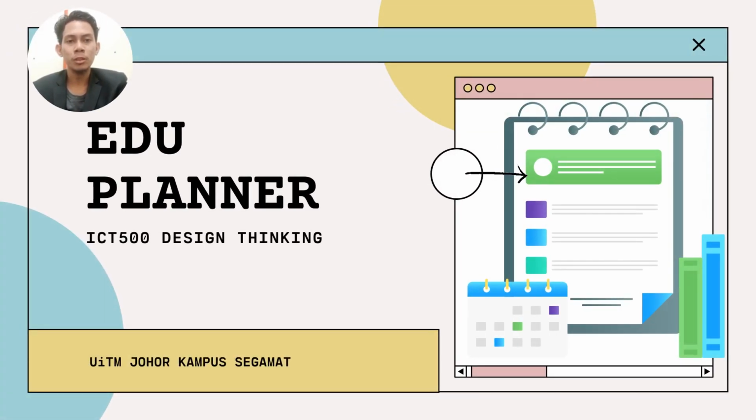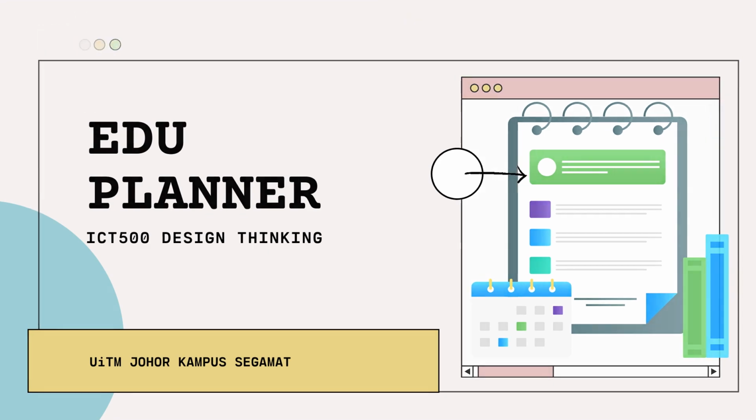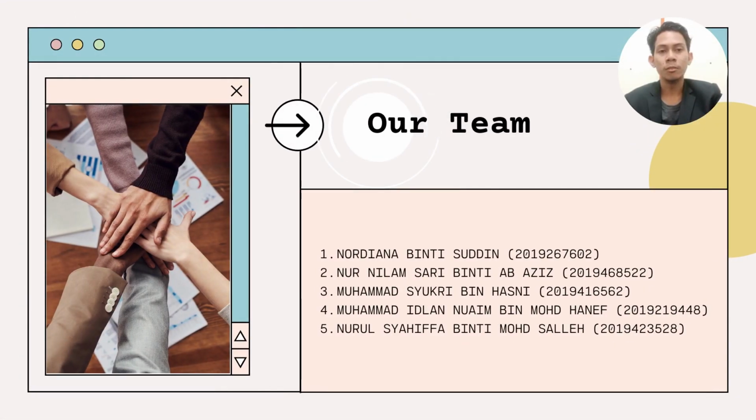For the ICT500 Design Thinking group project, our group will be creating an app called Education Planner. Our team consists of 5 group members: Nordiana binti Suddin, Nilam Sari binti Aziz, Muhammad Idlan Nuaim bin Muhammad Hanef, Nurul Syahiffa binti Muhammad Salleh, and myself, Muhammad Syukri bin Hasni.